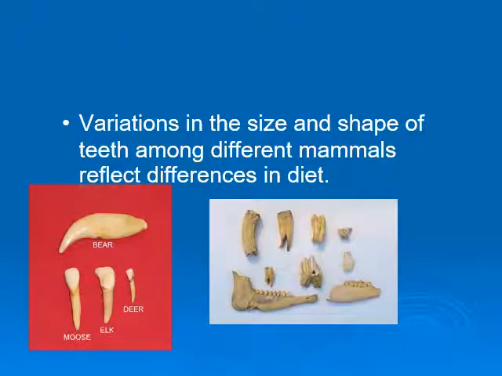Mammals have a lot of variation in the size and shape of their teeth, and this reflects differences in diet. For example, something like a bear or a large carnivore, they're going to have large teeth that are sharp for tearing into flesh. Something like a deer, they're going to have mostly flatter, round teeth for mashing up the types of vegetation that they're going to be eating. So there's lots of variations amongst the teeth of mammals.